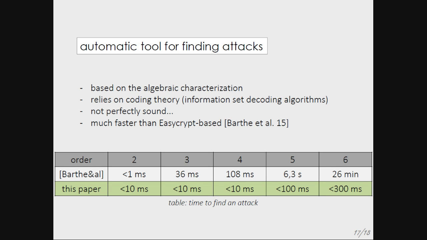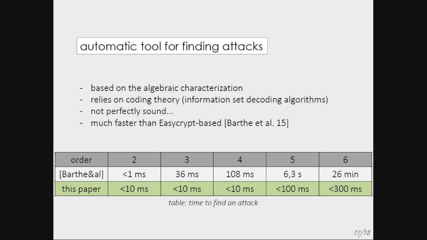Speaking of which, we actually built an automatic tool for finding attacks in such constructions. Why is that? Because when we were working on our constructions, we tried to prove them using EasyCrypt a lot of the time, and for big orders of security, we couldn't achieve a quick answer. So we built ourselves an automatic tool taking advantage of the algebraic characterization that we defined in our paper. This means that our tool is very specific, contrary to EasyCrypt, which can deal with a much larger problem set. But since our tool is very specific, it's much more efficient on our problem.